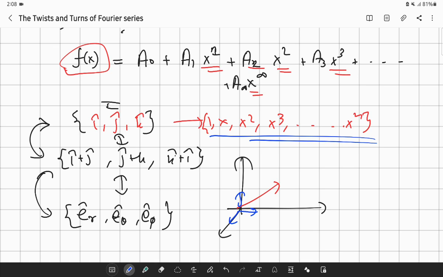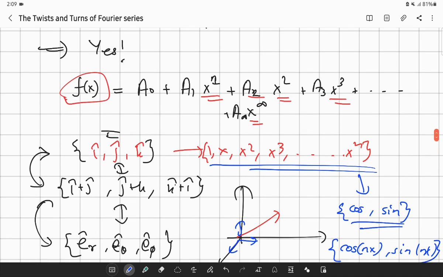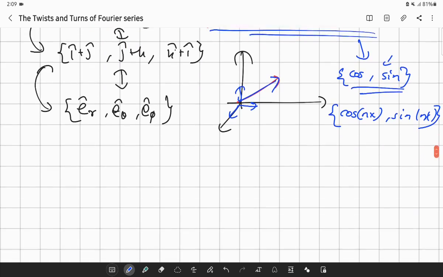And similar to this, polynomial basis is not the only basis available to you. You have cosine and sine basis as well. But we need infinitely many cosines and sines. We cannot just span an infinite dimensional vector space using just two functions. So we'll have cosine nx and sine nx, where n is an integer. So this is the motivation behind Fourier series. You're trying to express a vector in an infinite dimensional space using a basis of cosine and sine. And this is similar to expanding a function in a Taylor series.